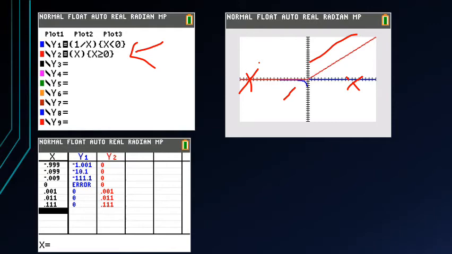So when I come right here and it's asking me, is this continuous when x is equal to 0? Well, I go into my table right here, and I can see that when x is 0, well, it's an error. And so it does not exist. In other words, this is discontinuous. These graphs are discontinuous when x is equal to 0.